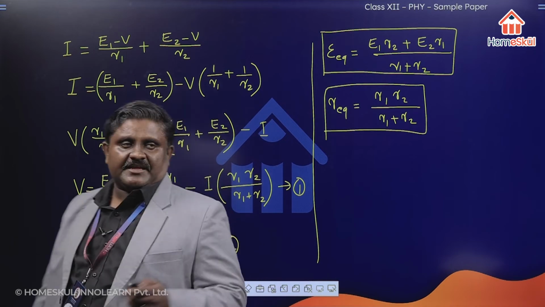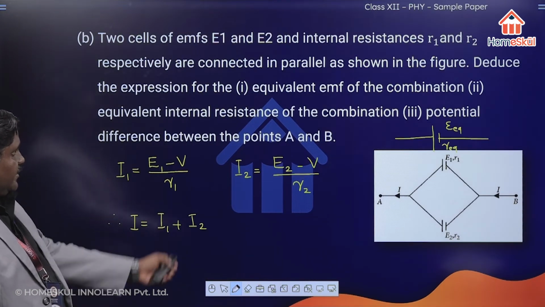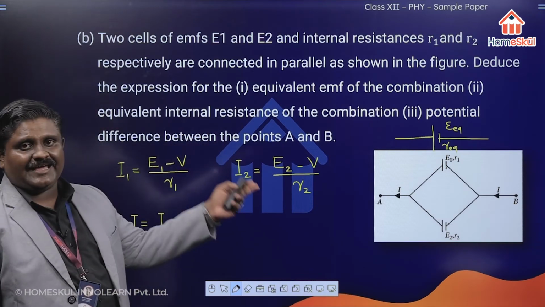Okay, and the second one, R equivalent, is our second question. Answer for the second question, right? Okay, then the third question: potential difference between the points A and B.